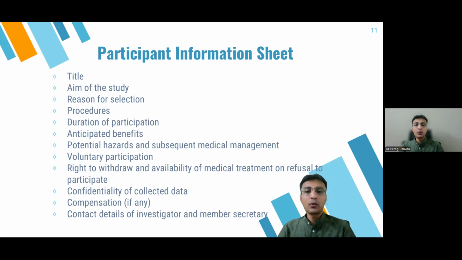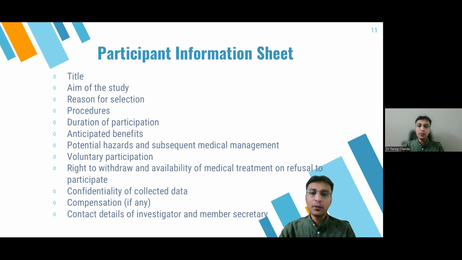But you might clarify the costs and the contact details of the study investigator, which means the student and the guide, and the member secretary of the institutional ethics committee. So this is what the participant information sheet, in principle, conceptually, is expected to contain.